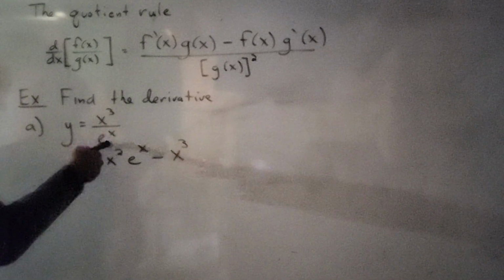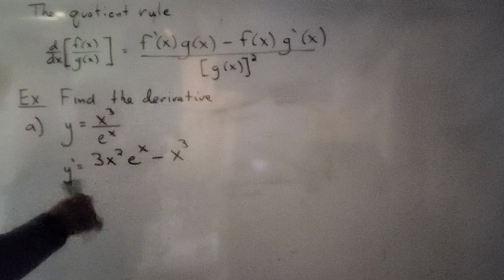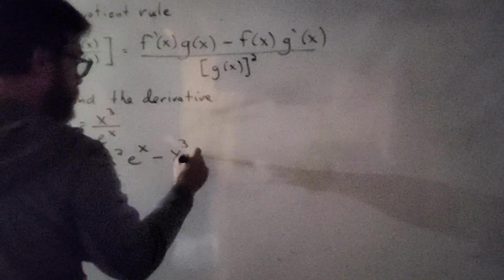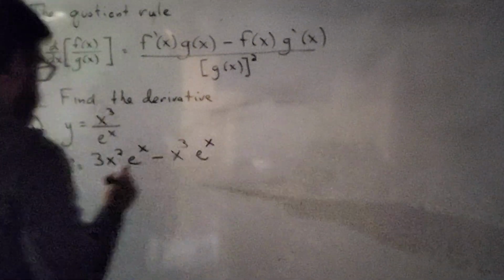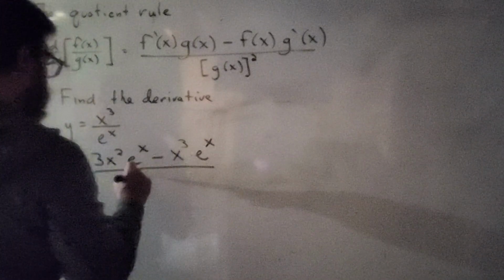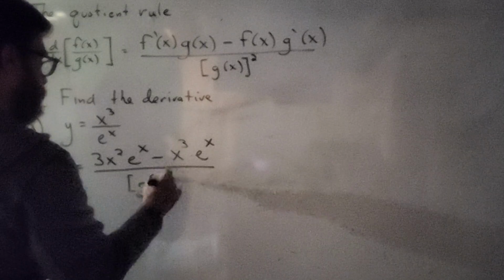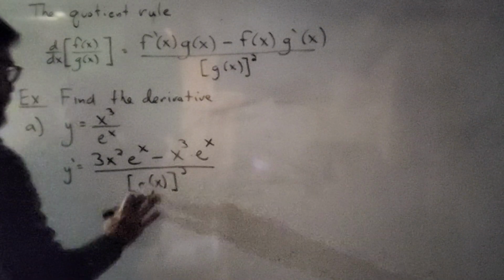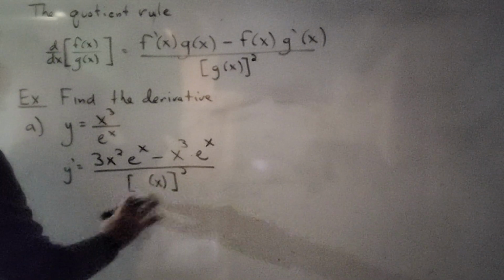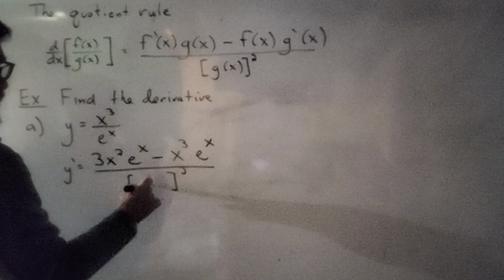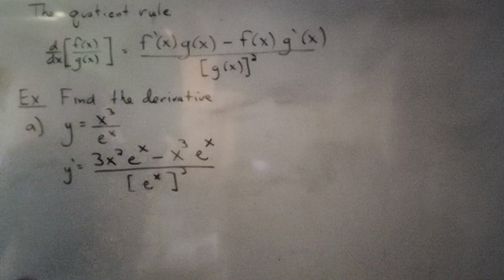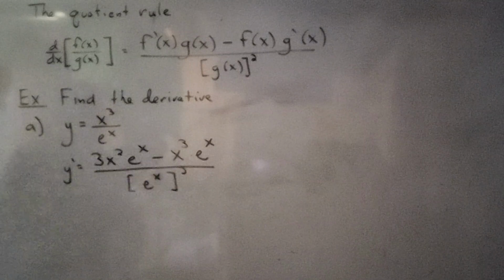Well, the denominator and the derivative of the denominator end up being the same thing, because the derivative of e to the x will also be e to the x. And this is all divided by your denominator, but I have to square it. So we're going to have e to the x squared. Now I'm going to simplify this.